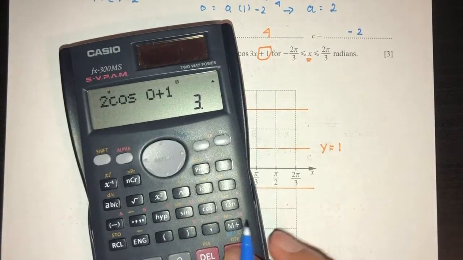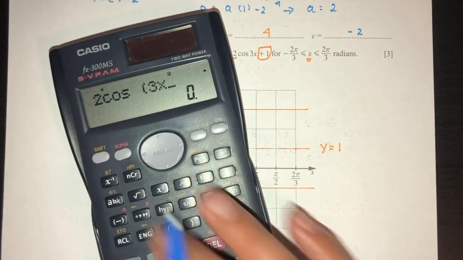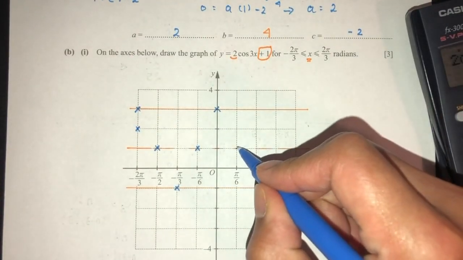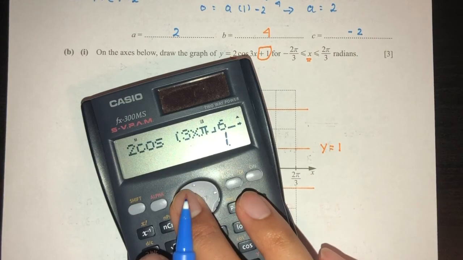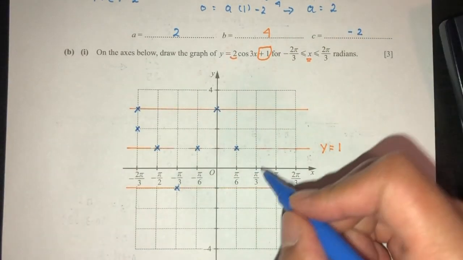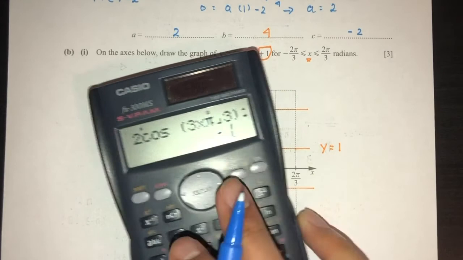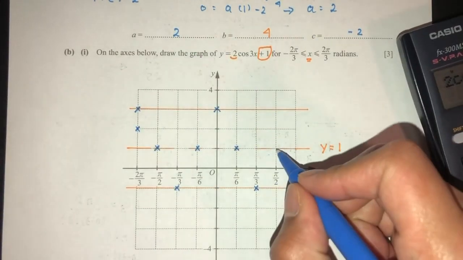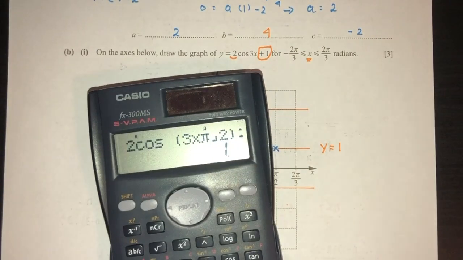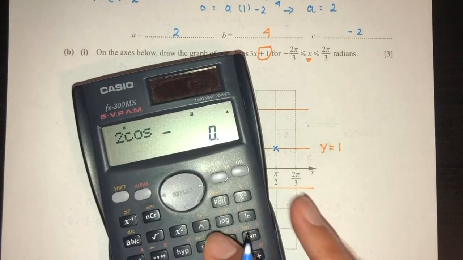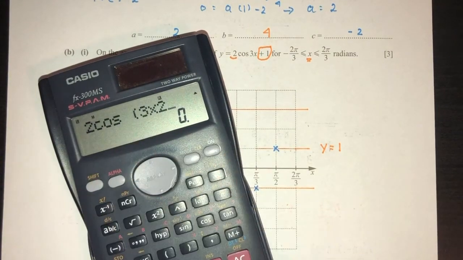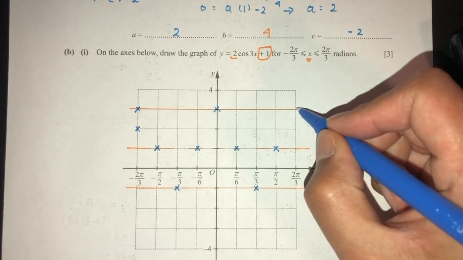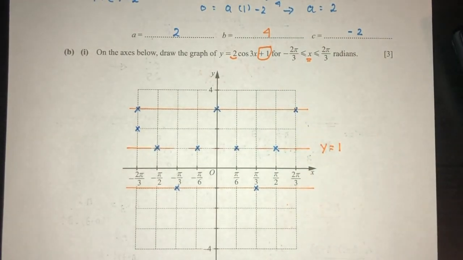And then we have pi by 6. So 2 cos of 3 times pi by 6 plus 1. That will be 1. And then we have pi by 3, minus 1, and pi by 2, which will be 1 as well, but let's check, who knows, 1. And then the last value is 2 pi by 3. So let's do that again, 2 cos 3 times 2 pi over 3 plus 1. That will be 3. As you can see, we were able to find these points step by step.